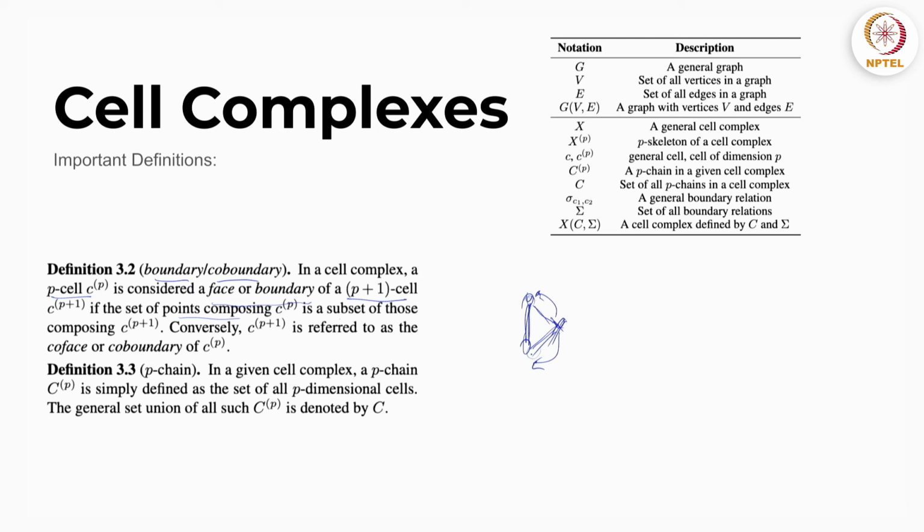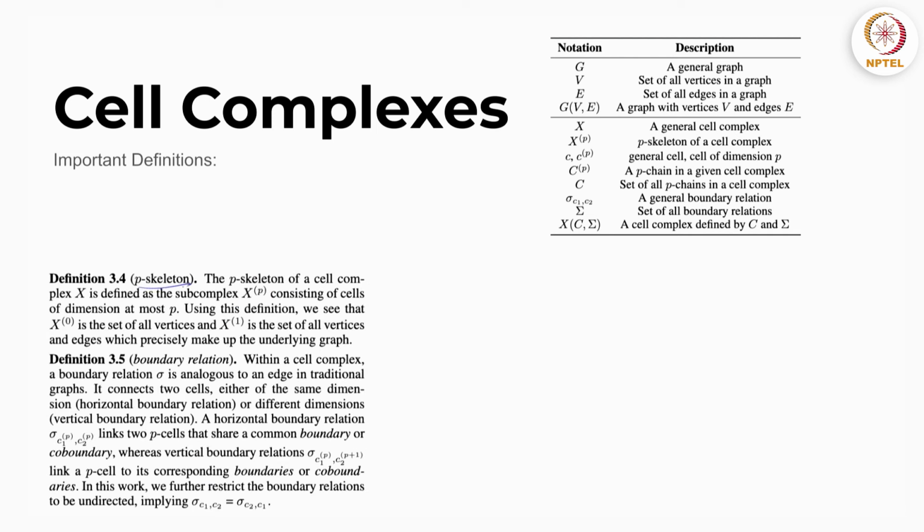A very easy way to think of it is that I have 0 cells, 1 cells, 2 cells. If my 1 cell is connected to any 0 cells, those are my boundaries, and if any 0 cells are connected to any 1 cells, those are the co-boundaries of those 0 cells. Or any generalization, you can do this with 1 cells and 2 cells as well. Next, we have a P chain. A P chain is simply the set of all P-dimensional cells. In our hexagon, if we just take 0 cells and create a set out of them, we will have a 0 chain. Similarly with edges and the faces.